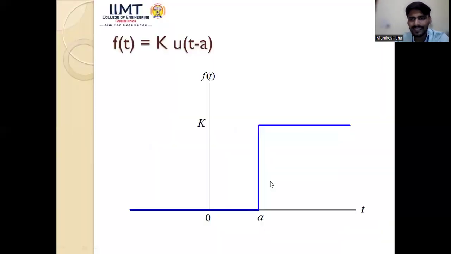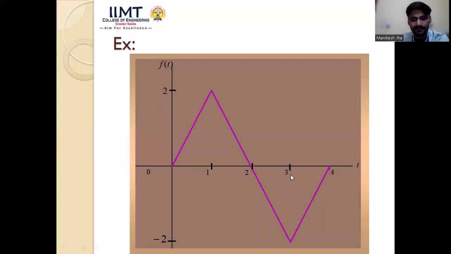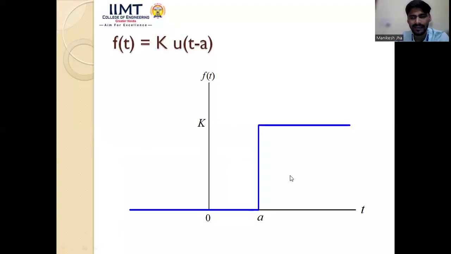When we are defining the graphical representation, we will see what the time instant is. Now the time instant is a. So before a, the value of k u(t minus a) is 0. After a, what will be the value? After a, it is getting k. So from a to infinity, the value of k u(t minus a) is k. So this is the graphical representation.